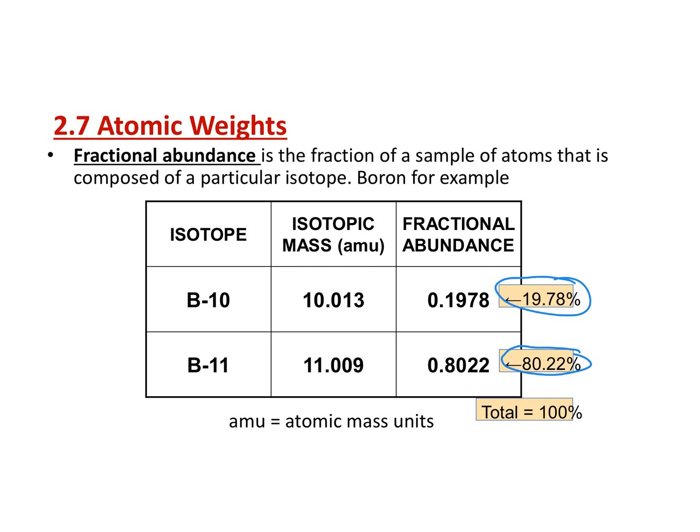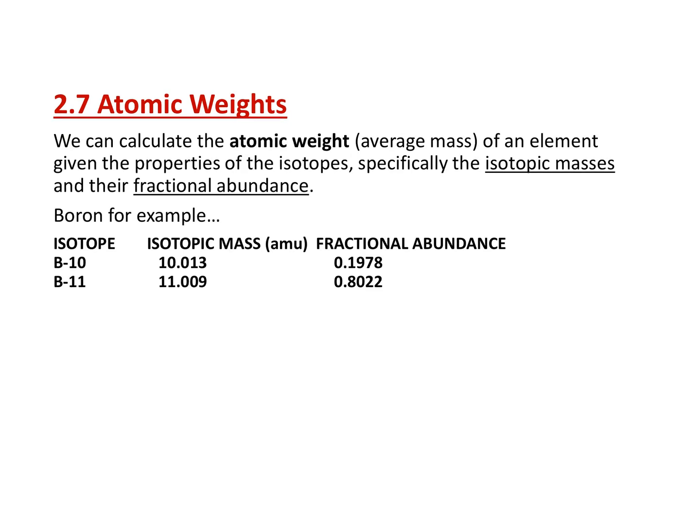Well, we're going to use the fractional abundance to determine the average weight of this sample, and that's the atomic weight that we're going to use. The atomic weight is the average mass of an element, taking into consideration the fractional abundance: how much of each isotope you have available in that sample. For boron, boron 10 at 10 AMU was about 20% of the sample, and boron 11 weighed 11 AMU and was about 80% of the sample.